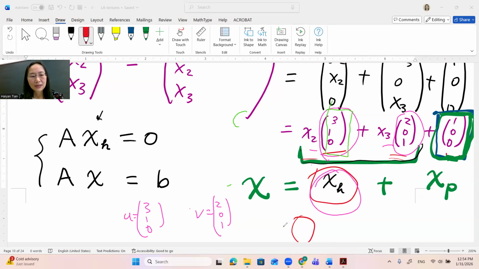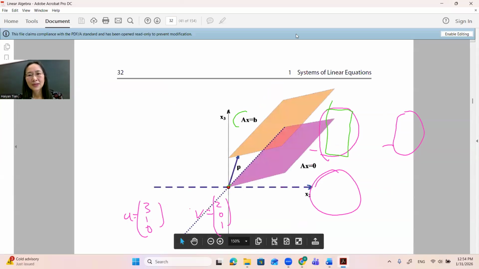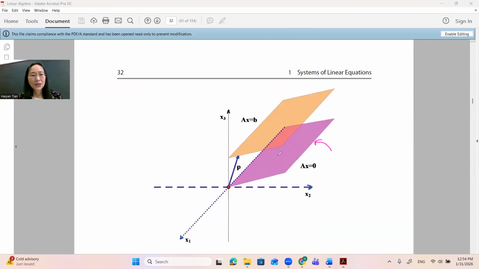So then you can see that U and V will generate this space, because of arbitrary linear combination. So any vector in this space will be a linear combination of U and V. So this is a two-dimensional space in R3. It's a plane that is generated by the two vectors U and V I just defined. So then we call the solution of this XH, because it's a solution to the homogeneous system.